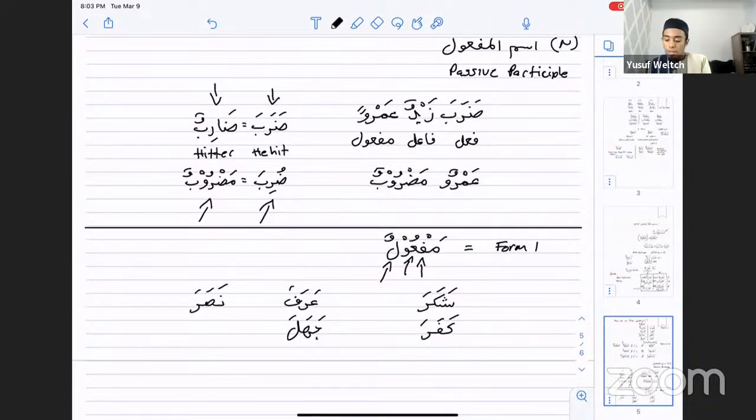Okay. Who wants to go first? Let's just go in order. Sister Adia. Shakara. How do I say the passive participle? Mashkurun. Mashkur. Good. All right. So how would you translate it? If shakara means he is grateful, right, how would you translate mashkur?